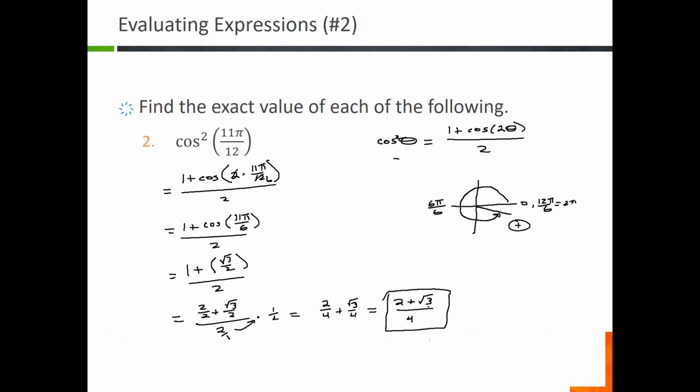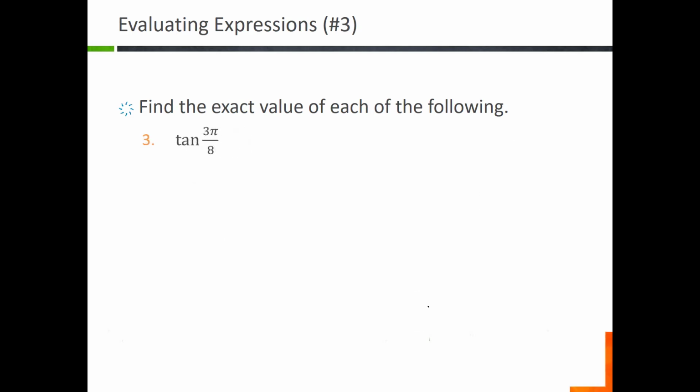All right, one more example, and then we'll be done. So say we wanted to compute the tangent of 3 pi over 8. It's not tangent squared, so we're not going to deal with the reduction identity. So we either have to deal with a 2 theta or a theta over 2. So let's consider both of those.